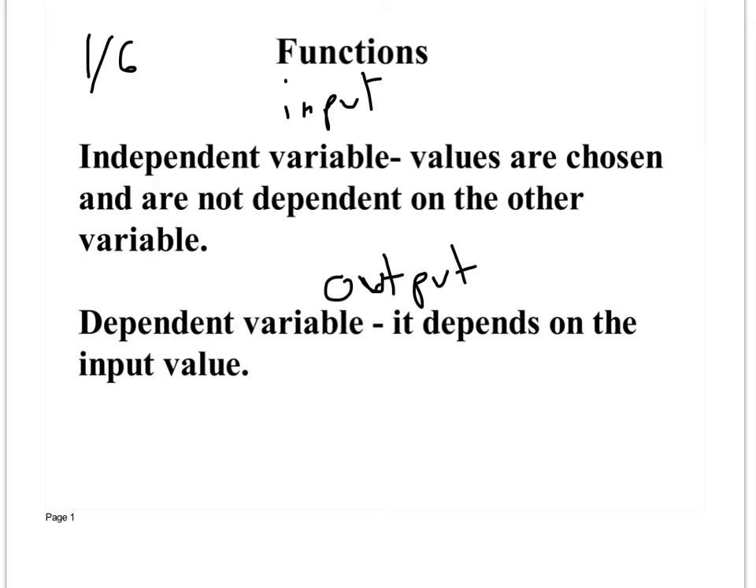I pick. An example I used this morning was I decide how many gallons of gas I put in my truck. Okay? Now, I can choose 1 gallon, I can choose 10, I can choose 15. All right? Now, that's my choice, right? Does that depend on anything else? No, I choose. But what depends on that is how far I go. If I put 1 gallon of gas in my truck, I'm only going to go 15 miles. But if I put 10 gallons, I'm going to go 150.